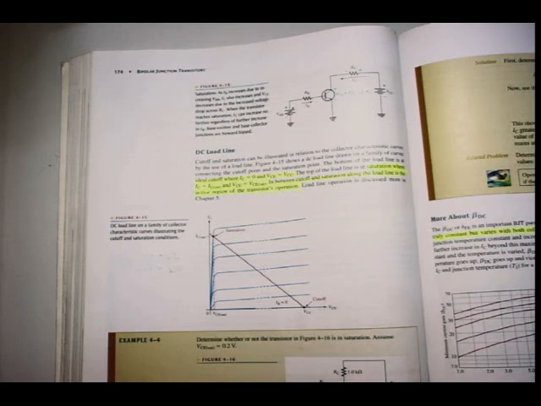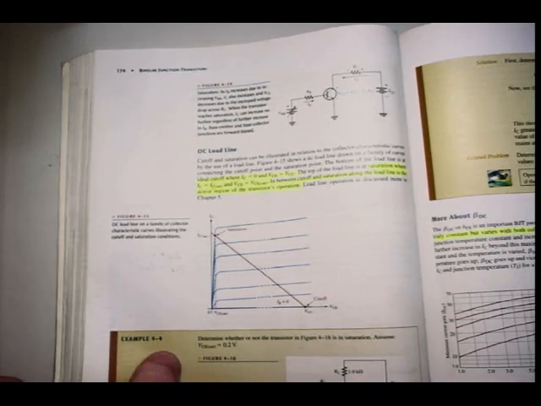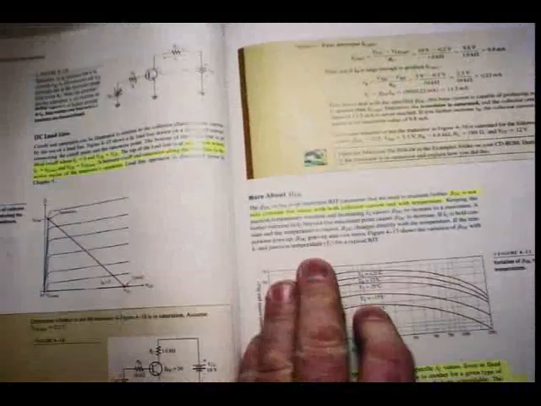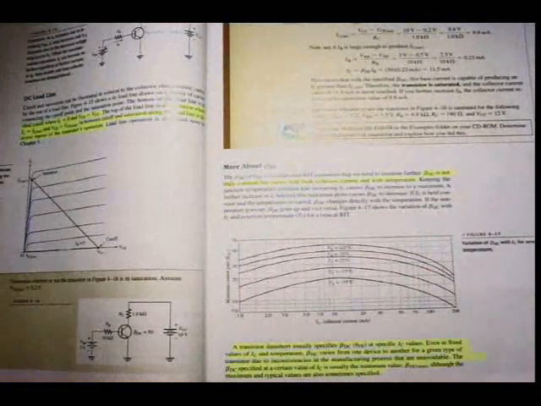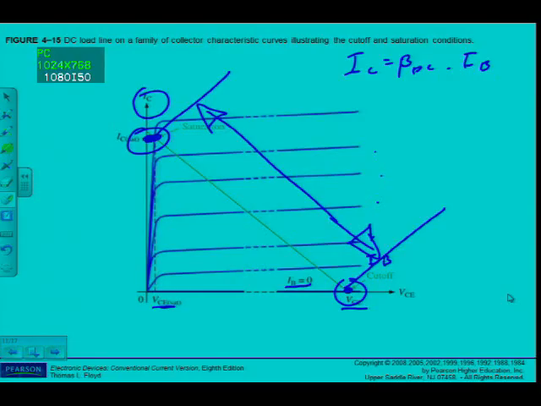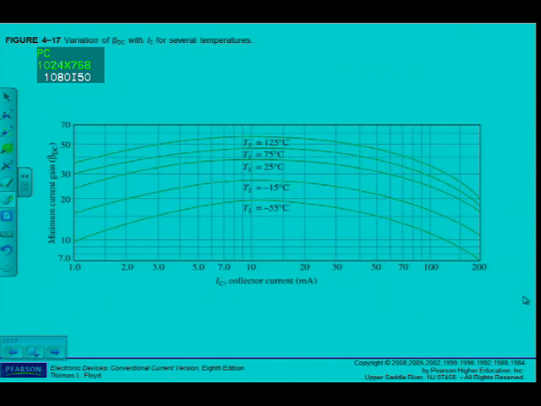Alright, we've already discussed beta, but I want to give you some more information about beta, and I also want you to mark some very important sections in the textbook. So if we go look at figure 4.17, variation of beta DC with IC and several temperatures.